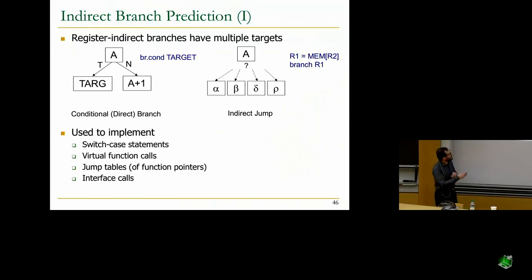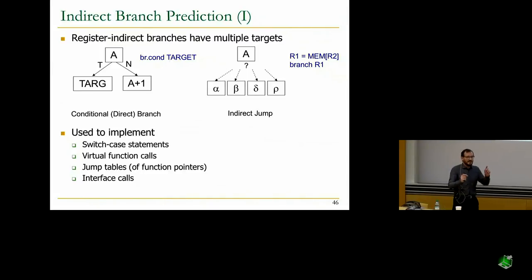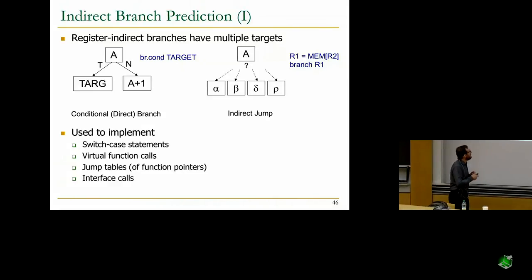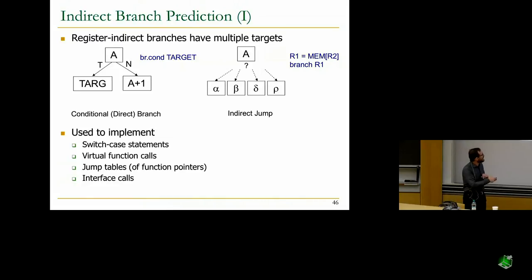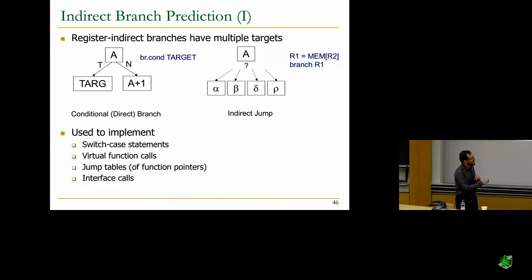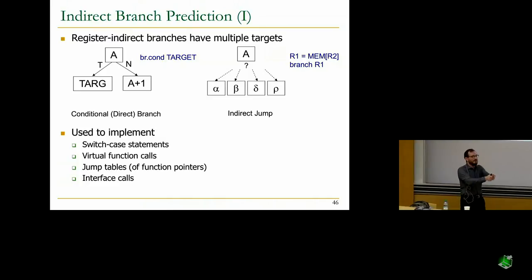Well, this is actually used to implement many, many statements. Virtual function calls, for example, go through a virtual table that determines what is the target address that you should load into your program counter. Jump tables of function pointers, interface calls, these are all modern languages that have these indirect calls. I'm not going to go into these. But switch case statements, they're actually in less modern languages also, but they could be implemented with a table that you consult, and that table gives you the address that you jump to, essentially.